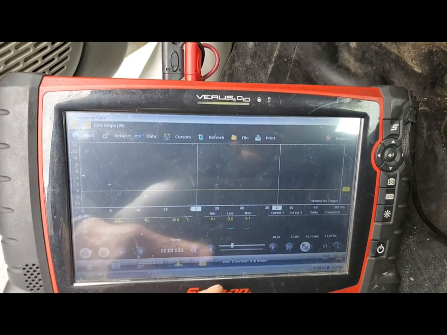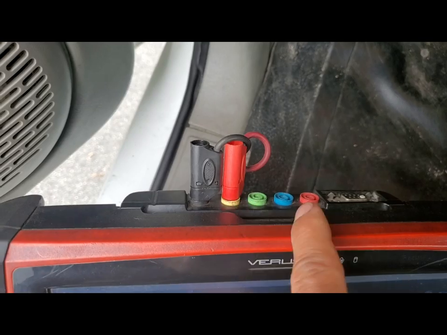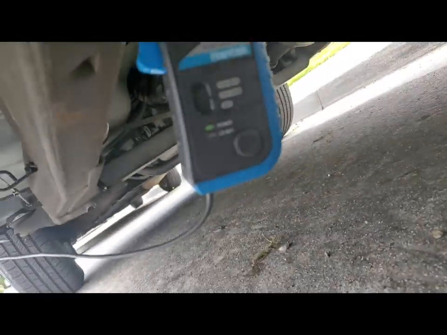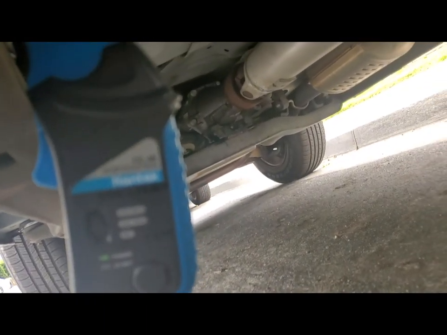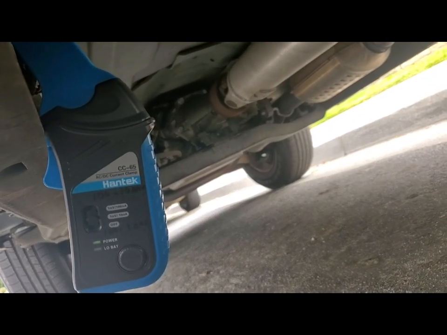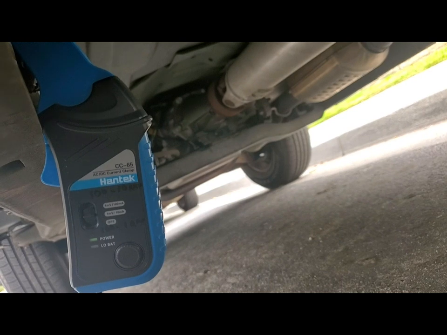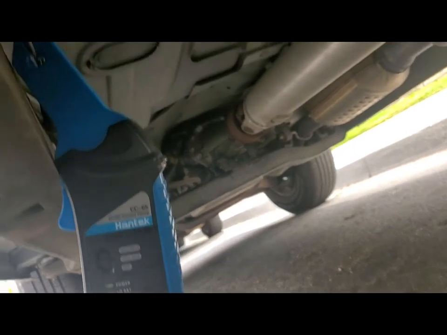I will have connected the scope here on this channel. I'm gonna be measuring in amps, and I'm gonna be connecting in the frame rail here with the Hentec current ramp. Let's see, focus. See, this one can focus here, focus there. Okay, I have it on the 1 millivolt equal to 10 milliamps mode, and I'm connected here on this wire.